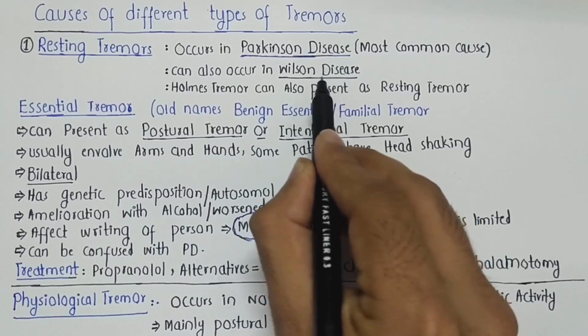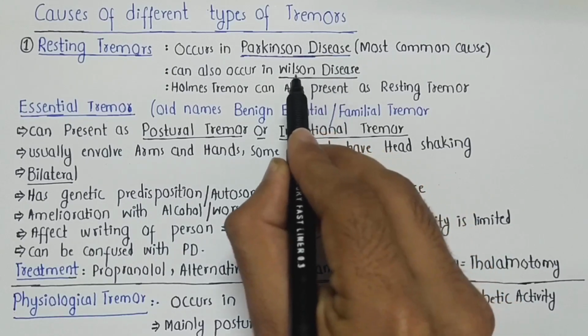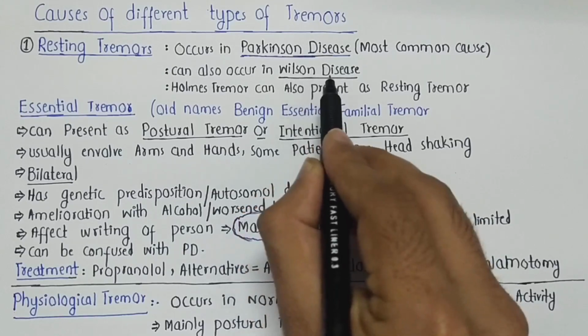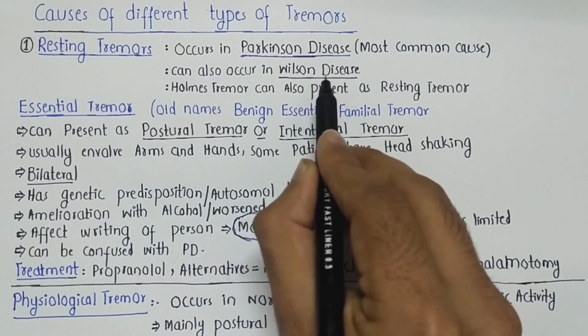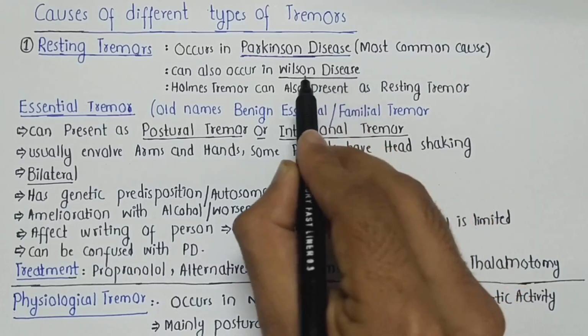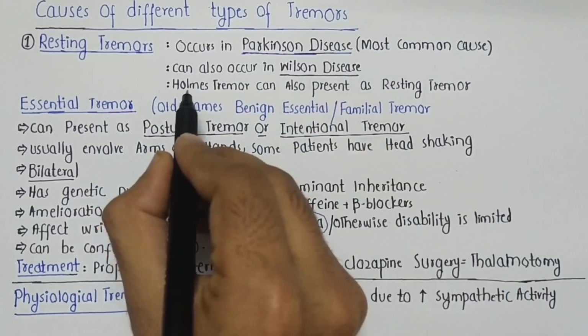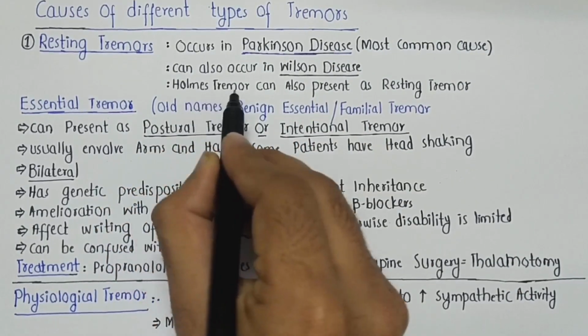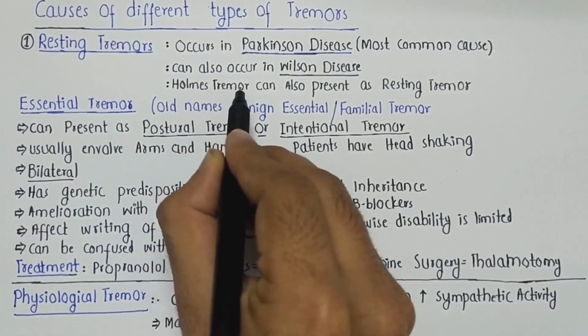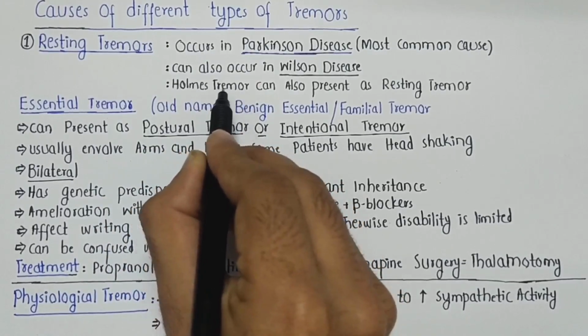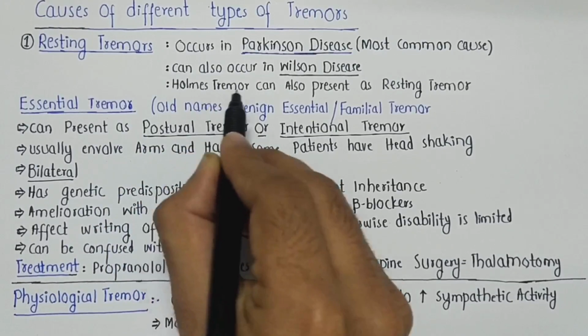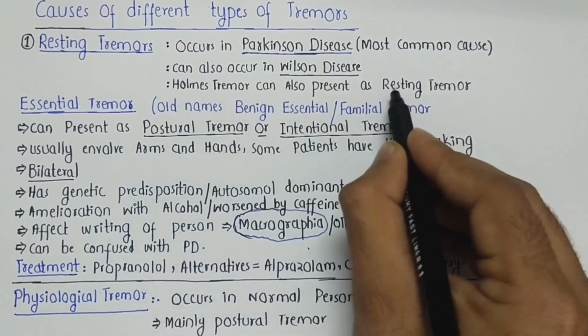Copper starts depositing in the central nervous system, and this Wilson disease can manifest in different movement disorders actually. So Wilson disease can cause resting tremors. The Holmes tremor, also called rubral tremors, are midbrain tremors because they occur due to damage to the midbrain region of the brain. They can also present as resting tremors.